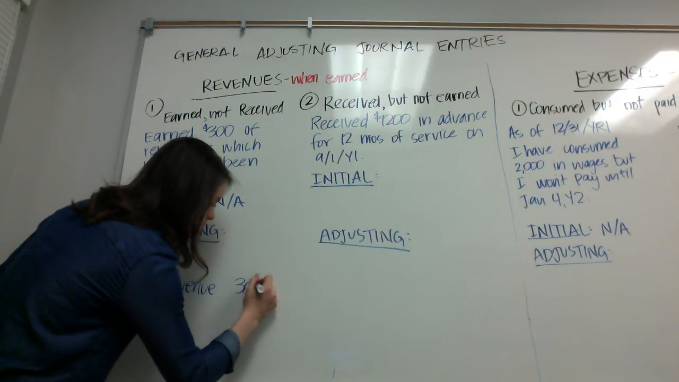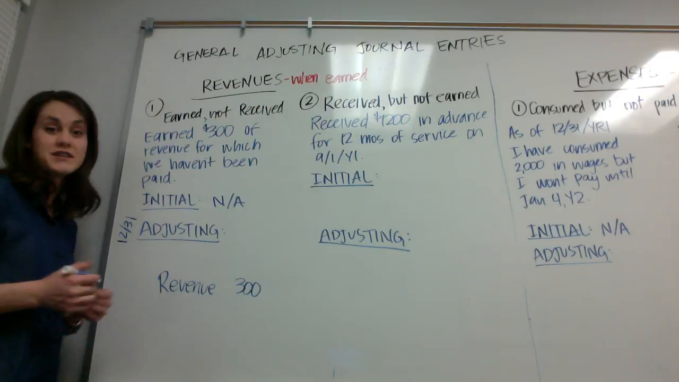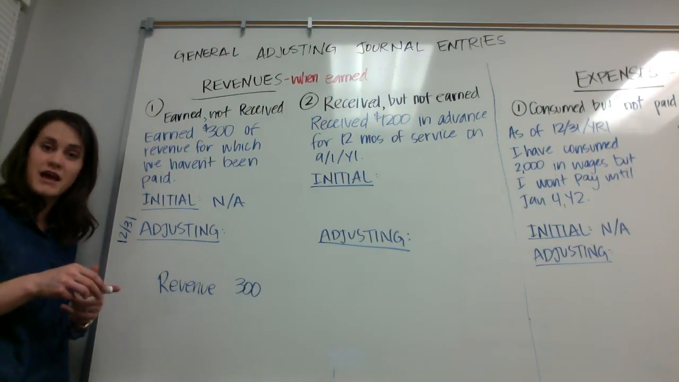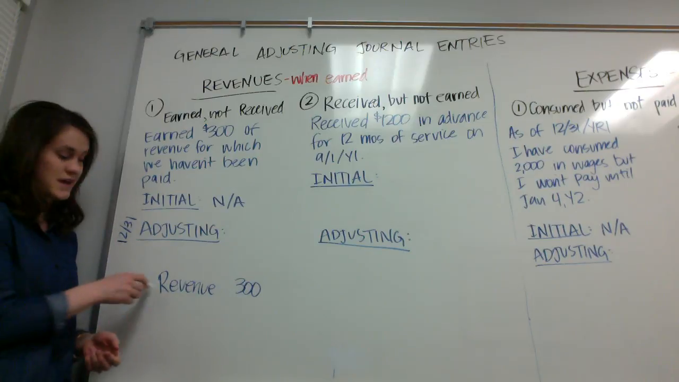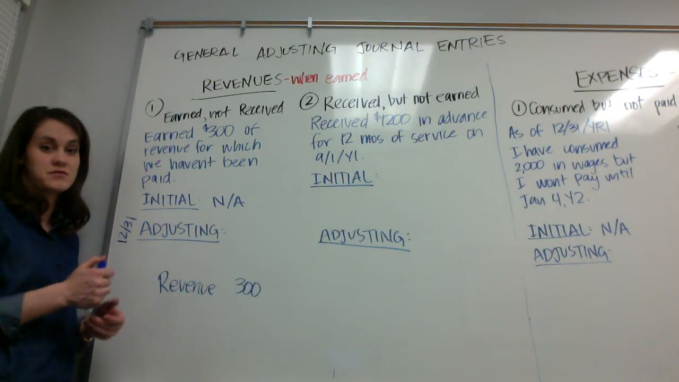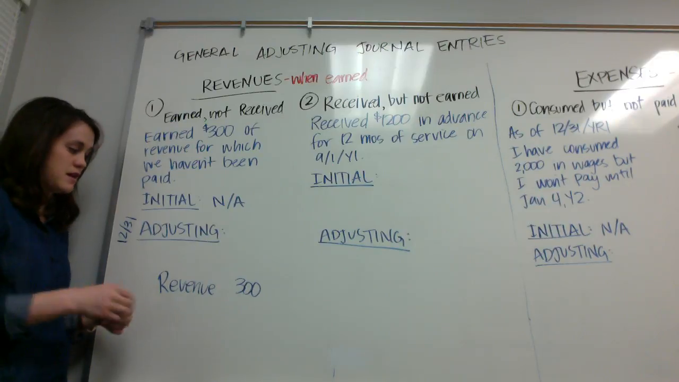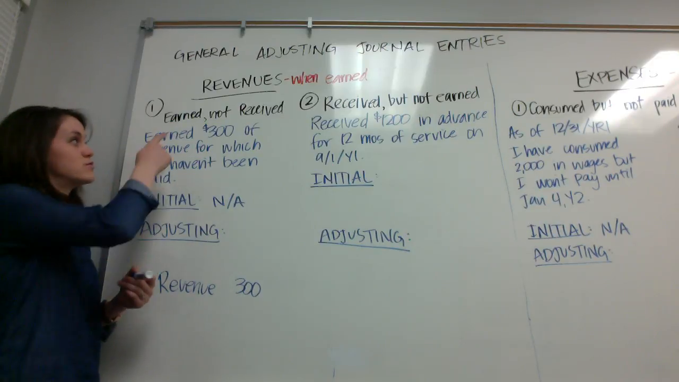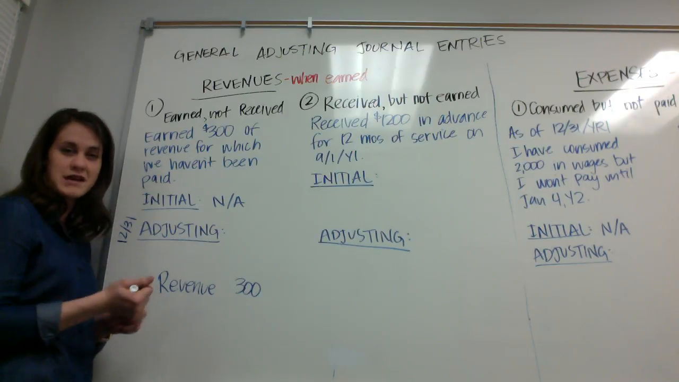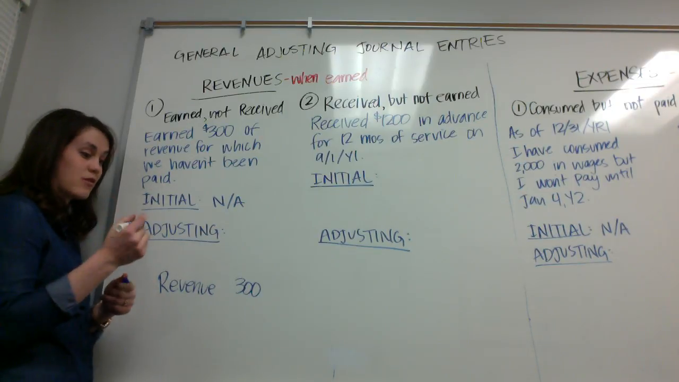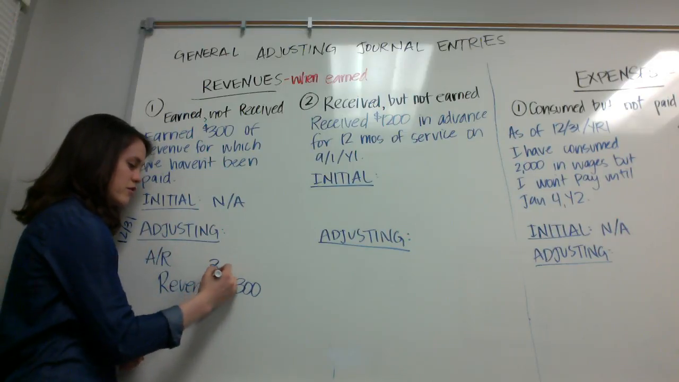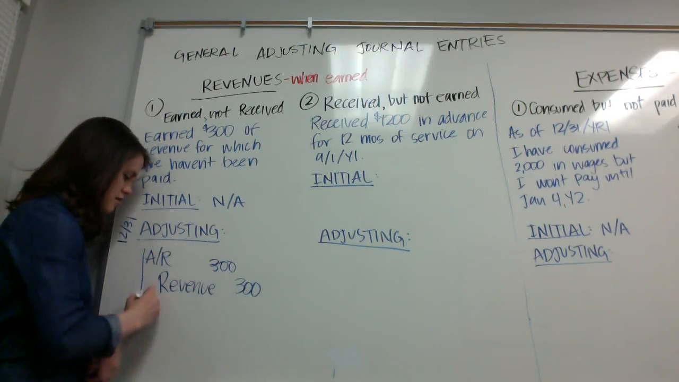for 300, right? Now, one thing to remember is in adjusting journal entries, there's always one income statement account and one balance sheet account. So we've taken care of the income statement account. What is the balance sheet account that it's related to? In this case, it's revenue that we haven't yet been paid for, but we will eventually get paid for it, right? So things that we will get paid for are recorded in accounts receivable for that 300.